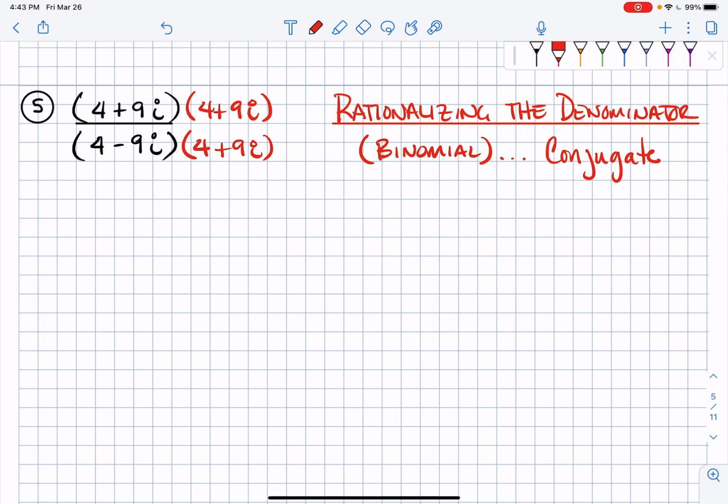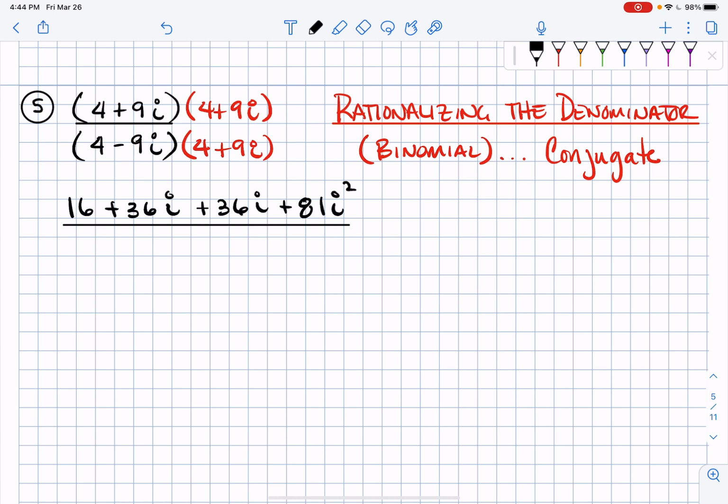Yes, the top you have to FOIL, but the bottom you just have to flip because they're conjugates. All right, so what do I have on top? The top is going to be a 16 plus 36i plus 36i plus a 81i squared over, let me see, a 16 minus 81i squared. Okay, so that's what I actually have.